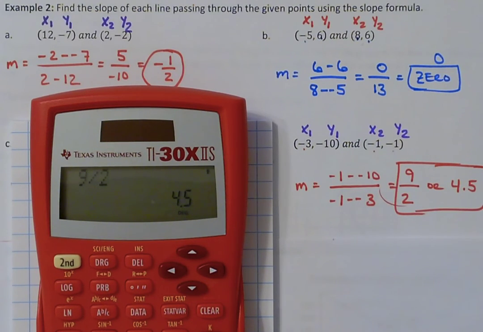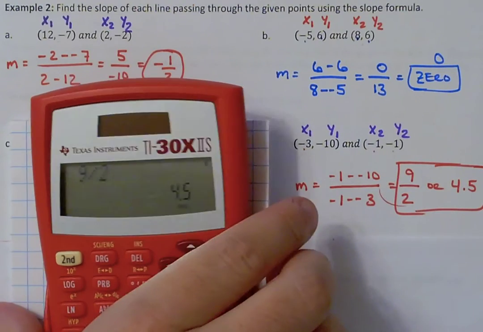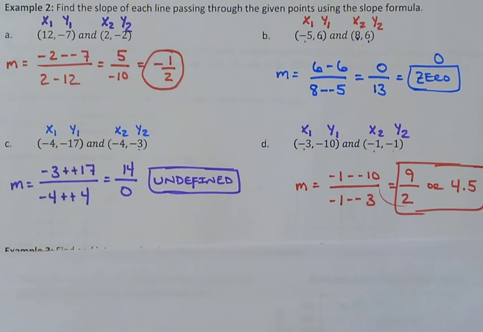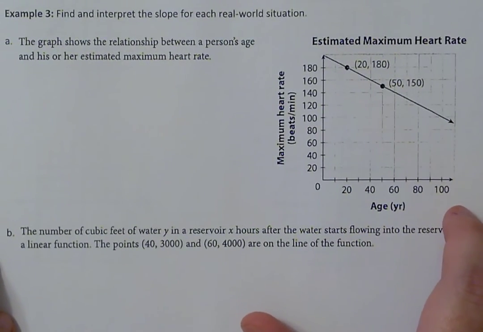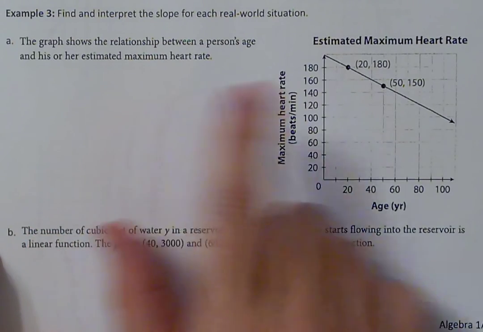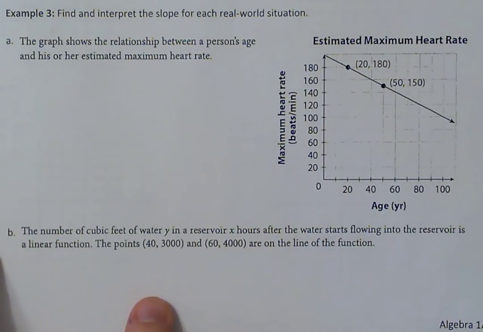All right, so we have talked about how to find slope from a graph using rise over run. We have now talked about how to find slope when you're given 2 points using the slope formula. Now, last thing that I want to talk about, example 3 is going to ask us to find and interpret the slope for each real-world situation. So, for example 3, for A, it wants you to find the slope from the graph, and B, it wants you to find the slope from the points.